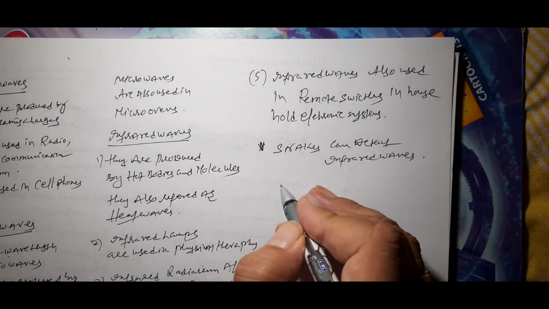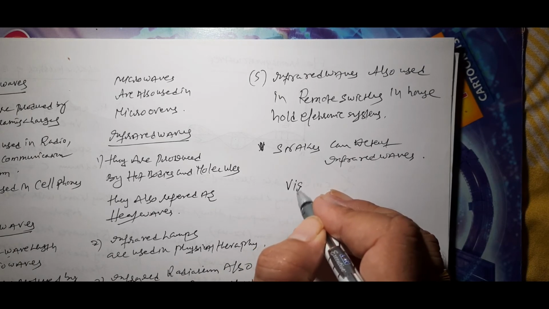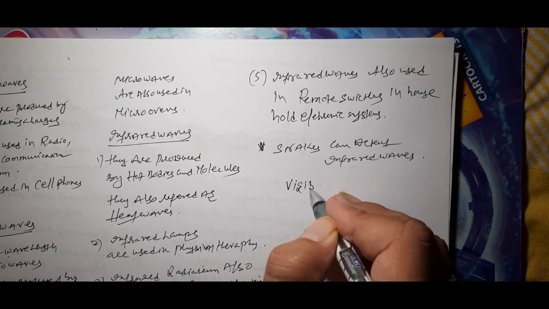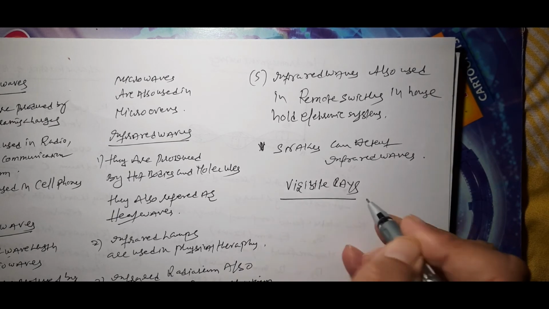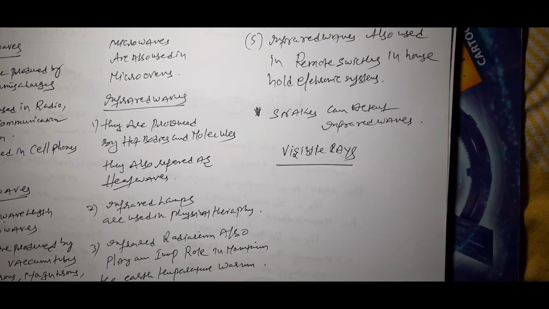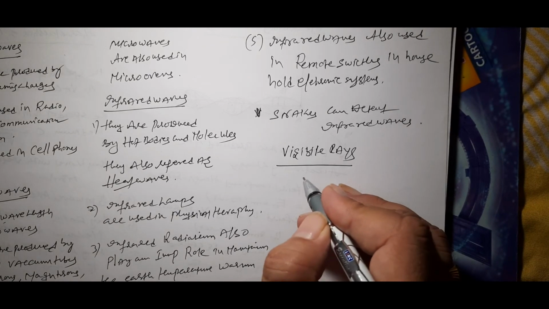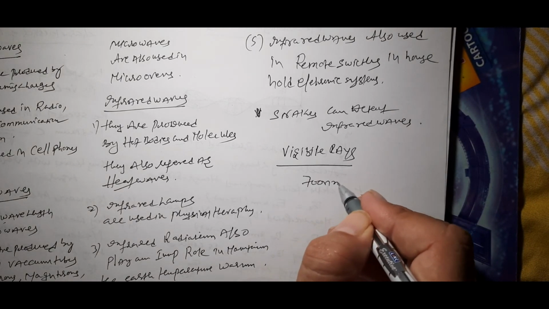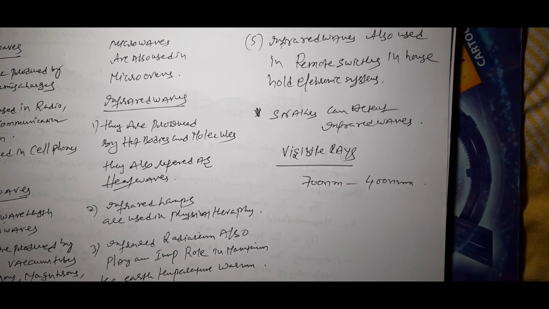Now we are going to discuss another kind of electromagnetic waves, that is visible rays. In the electromagnetic spectrum, our eye is sensitive to these visible rays. This wavelength range is 700 nanometers to 400 nanometers.